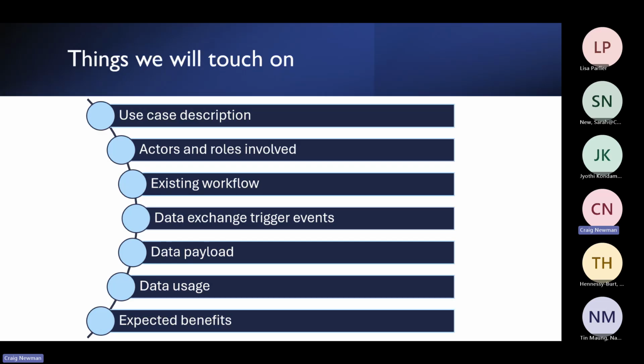And so we have a group with us today from a state program, and we're going to walk through their hepatitis C use case. Some of the things that we'll touch on are shown on the screen here. We'll talk just briefly about what the use case is. We'll talk about the actors and the roles involved. We're going to talk about what triggers the exchange of data, what type of data that is, how the data is used, and how improved interoperability can really bring benefits to not only the public health program, but their trading partners and individuals as well.